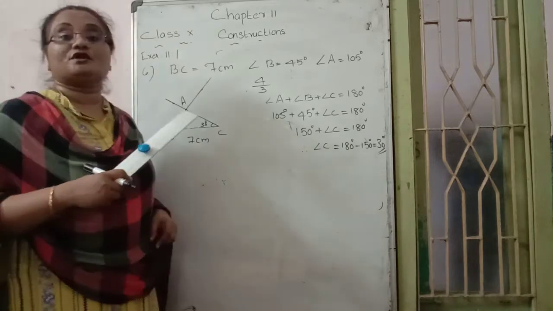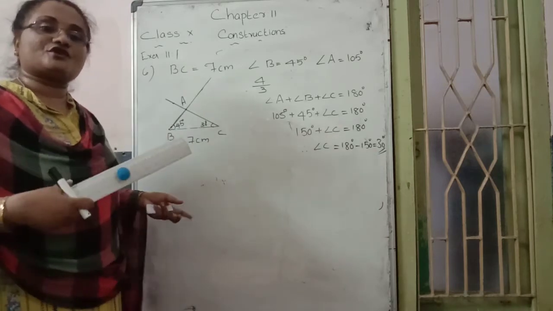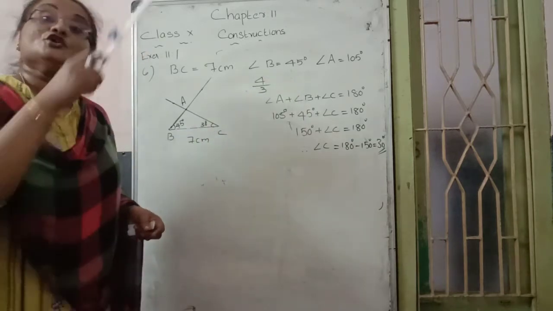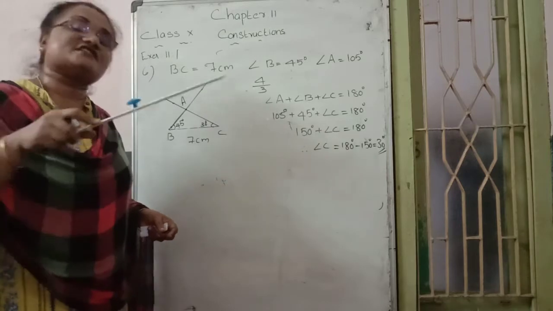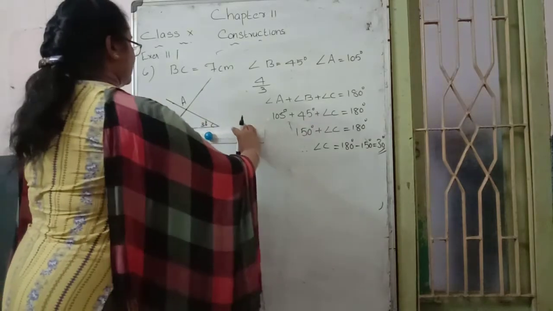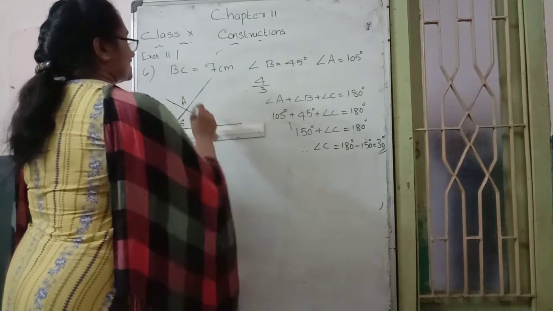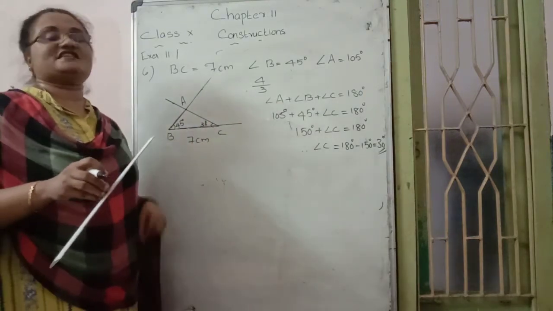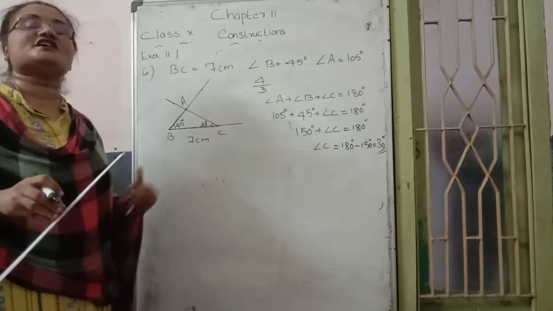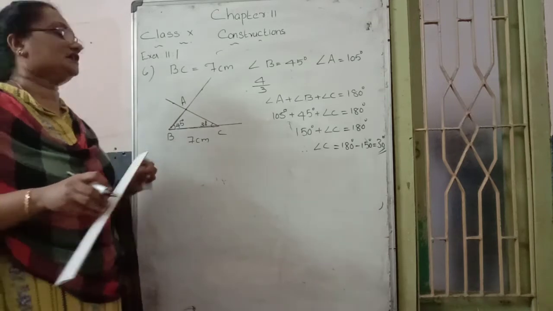Next, our aim is to construct the similar triangle. How to draw the similar triangle? As usual, first we check the scale factor. Here the scale factor is in which form? 4 by 3. The numerator is greater than the denominator. In that case, the similar triangle comes outside the original. That's why the BC side and AC side are extended. In the previous question, the numerator was lesser than the denominator, so it came inside. But here the numerator is greater than the denominator, so the BC, AC and AB sides are extended to the outside.